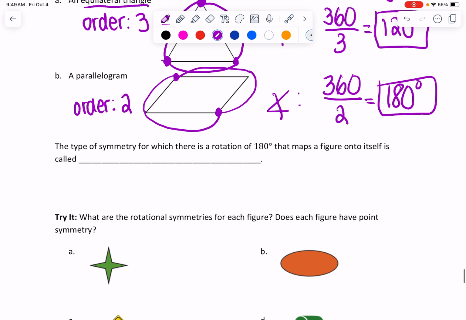All right. Finally, the last type. The type of symmetry for which there is a rotation of 180 degrees that maps the figure onto itself is called point symmetry. Essentially, it's what I just did above. You're taking the number of points that occur between 0 and 360, and it's just point symmetry.